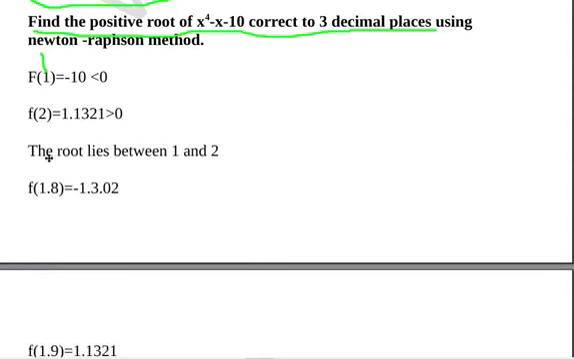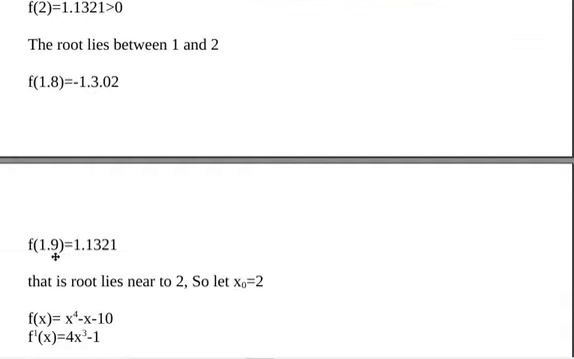In order to improve x0, I need to find whether the root lies nearer to 1 or nearer to 2, because I need to consider a value of x0. For that, again I find f of 1.8 and I got the solution minus 1.302, and I again find f of 1.9, which is 1.1321. So here I got a positive value and here I got a negative value. So I can say that my solution is near to x2.